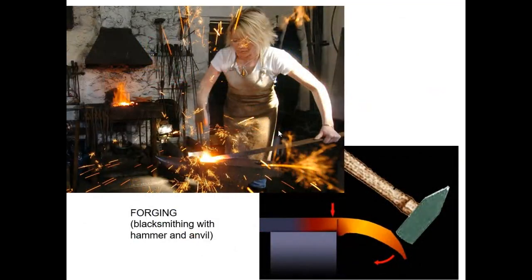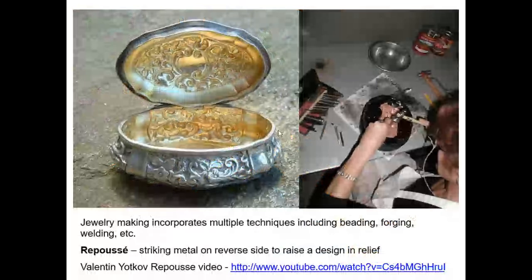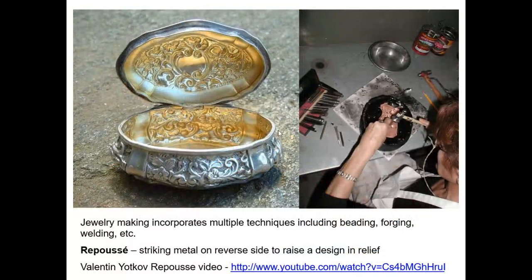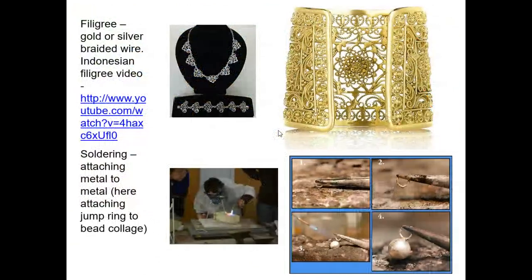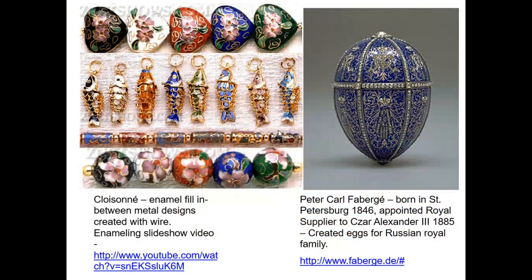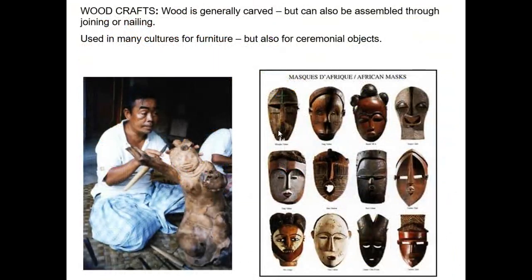We also looked at metal smithing. We looked at different techniques with metal. The most recognizable one you see here is forging, heating metal in a forge and then hammering it on an anvil to change its shape. We also have the technique of repoussé, working metal from the back to raise a design on the front, filigree, the braiding technique, and cloisonné, the technique of enameling. We looked at wood crafts as well. We looked at them primarily as being carved and used for furniture and ceremonial objects.